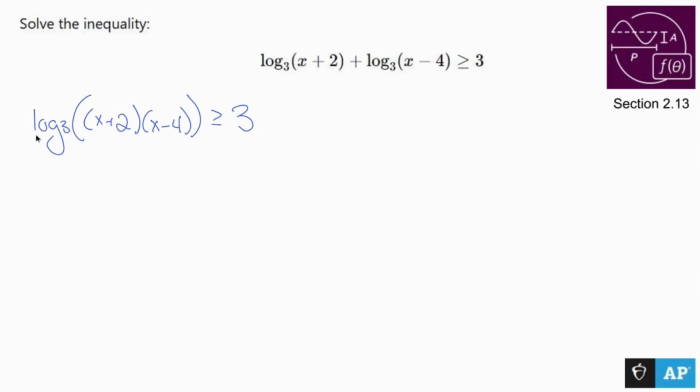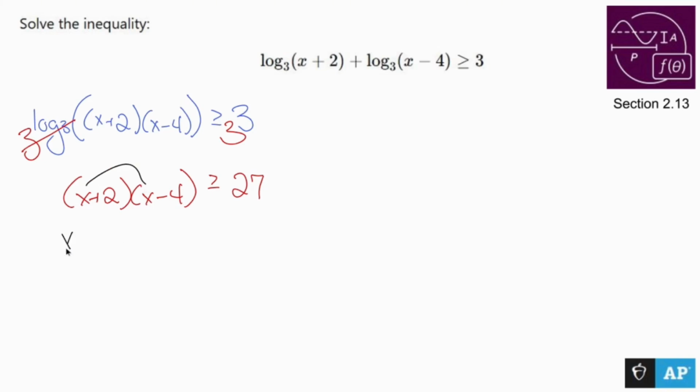Now, I want to get x all by itself, so in order to get rid of that log, I need to base 3 both sides. That way you drop down the (x plus 2)(x minus 4), and that's still going to be greater than or equal to 3 to the third power, which is 27. So far, nothing's happened with my greater than or equal to, and that's going to be the case this whole time. No dividing by a negative, no multiplying by a negative. You just treat it like an equal sign.